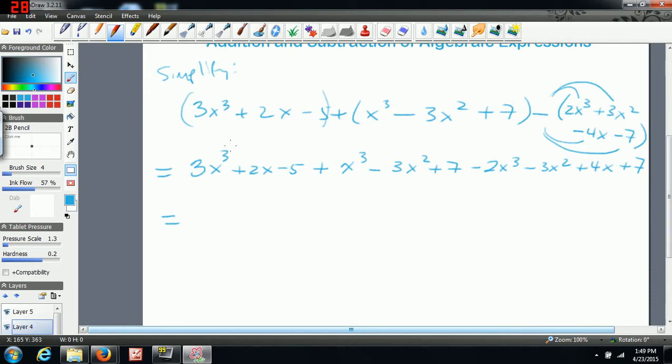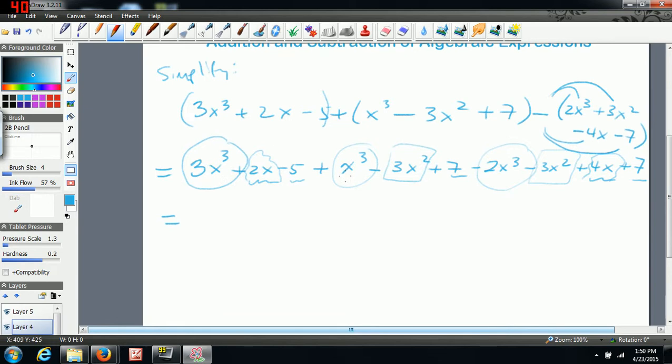Now you can start collecting like terms. So this is like with this and with this, and this is like with this, this is like with this, and then the numbers are all like terms as well. So maybe we can do this. We can just do that in a circle there, the 4x's, and then the numbers are all like terms with each other. Okay, so 3x cubed minus 2x cubed is just going to give me, am I missing something here? Oh, sorry, there's an x cubed here, sorry.